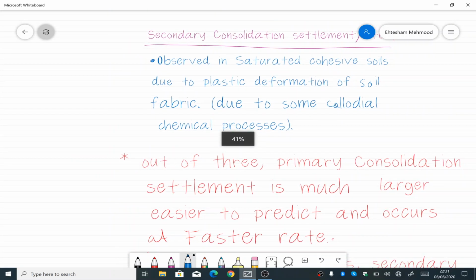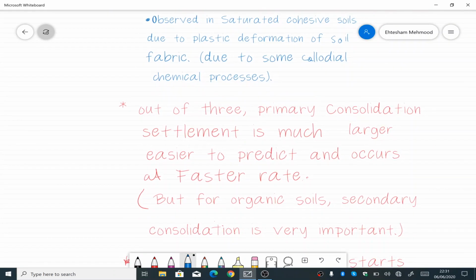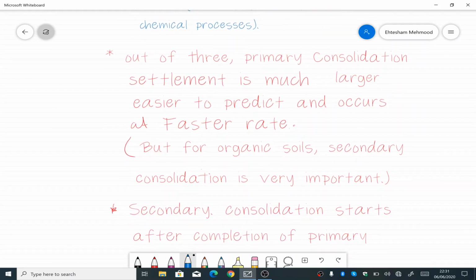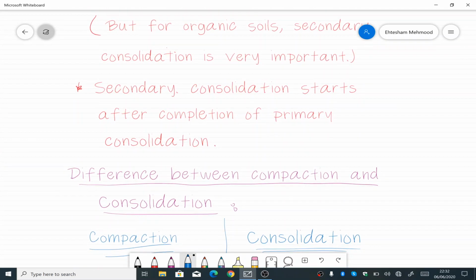So out of these three, immediate, primary, and secondary consolidation, primary consolidation settlement is much larger, easier to predict, and occurs at a much faster rate. This is generally what we think, but if we have organic soil, then we also have to pay special attention to secondary consolidation, because in organic soils the secondary consolidation would be much larger than the primary and the immediate settlement. And generally secondary consolidation starts after completion of the primary consolidation.